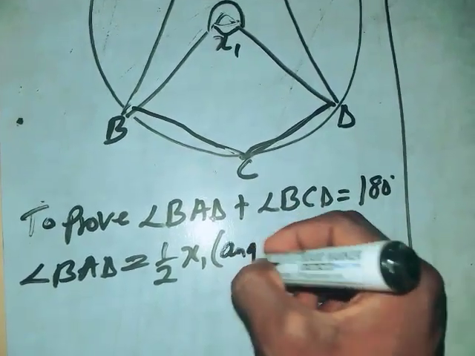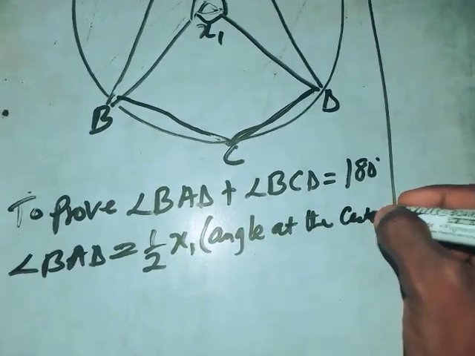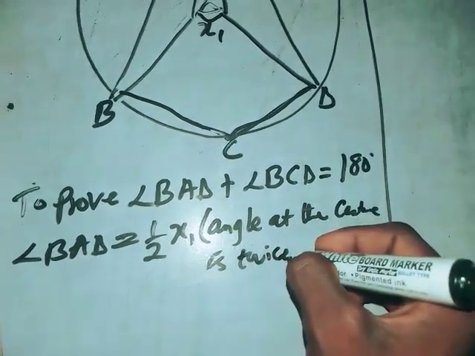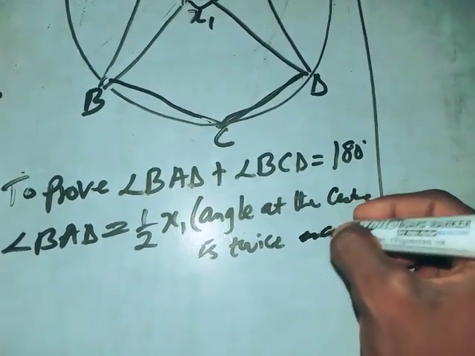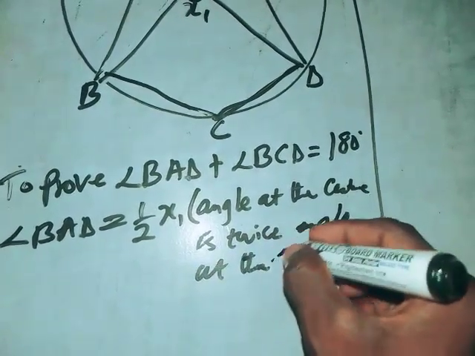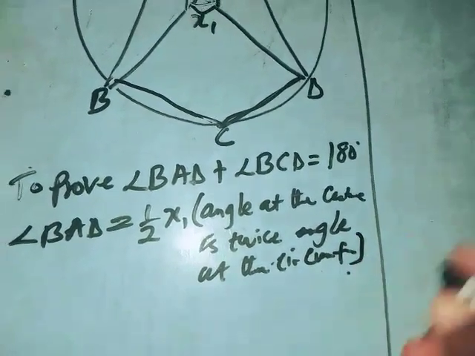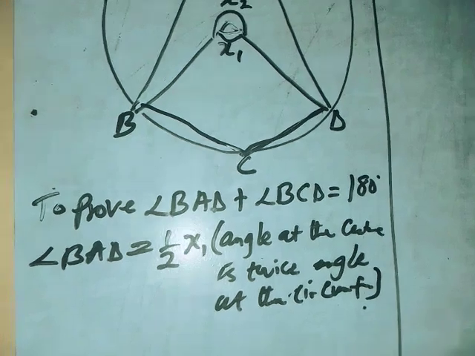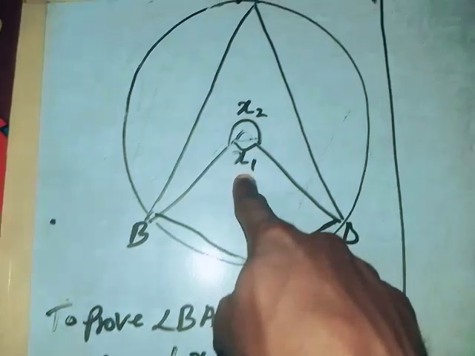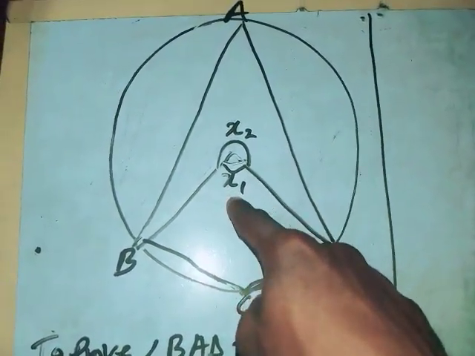is twice the angle at the circumference. Please, this is the circumference, because of space. This is the circumference. So that is the reason. Now we know that the angle at the center is twice the angle at the circumference of the circle. Remember that theorem that said the angle at the center is twice the angle at the circumference.